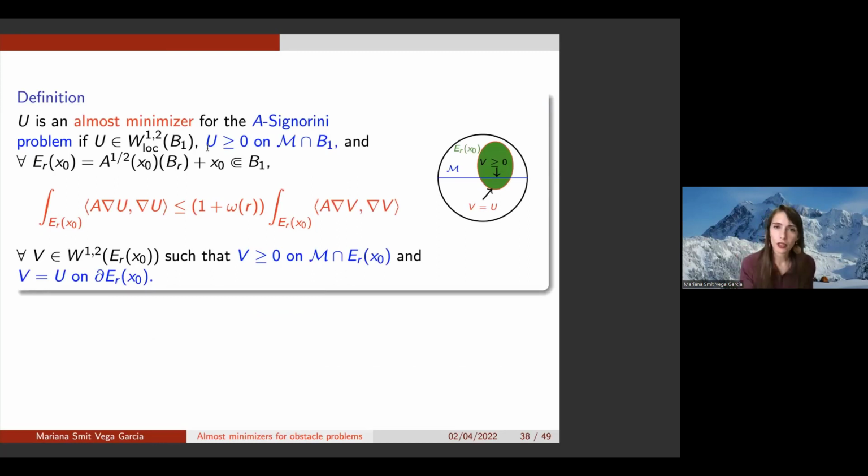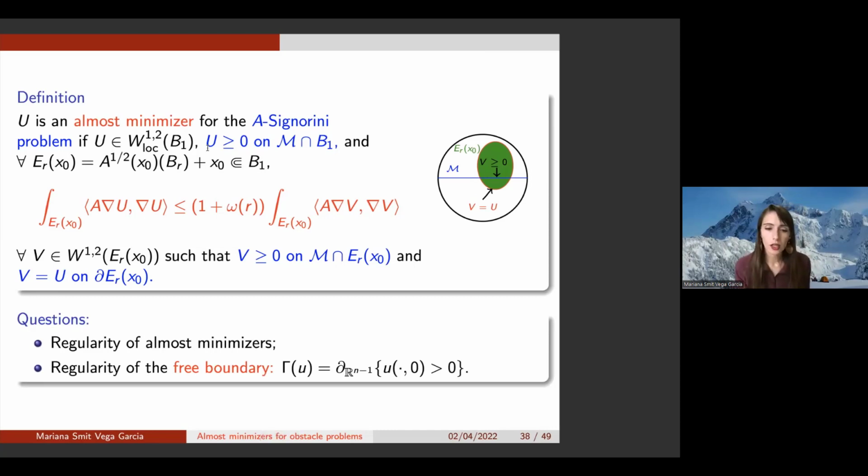Okay, so in that case in which I allow myself to have a matrix A, the definition that we used for an almost minimizer was, instead of looking at balls and functions that on the boundary of the ball were equal to my candidate almost minimizer, I looked at ellipsoids. And the reason for that is you have this somewhat natural transformation that you do because you have variable coefficients. So for every ellipsoid inside of your region, you look at any function with the same boundary data on the boundary of the ellipsoid, which is greater or equal to our obstacle, which is 0 on this flat portion. If we have this estimate between the energies in which I allow myself to have an error depending on r, I call my function an almost minimizer for the A-Signorini problem.